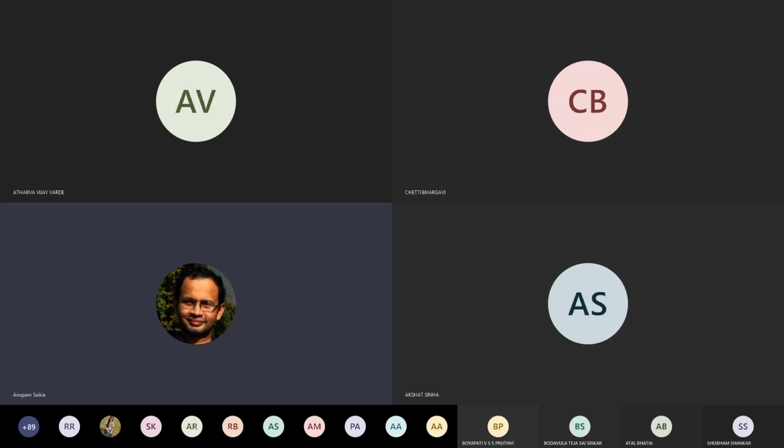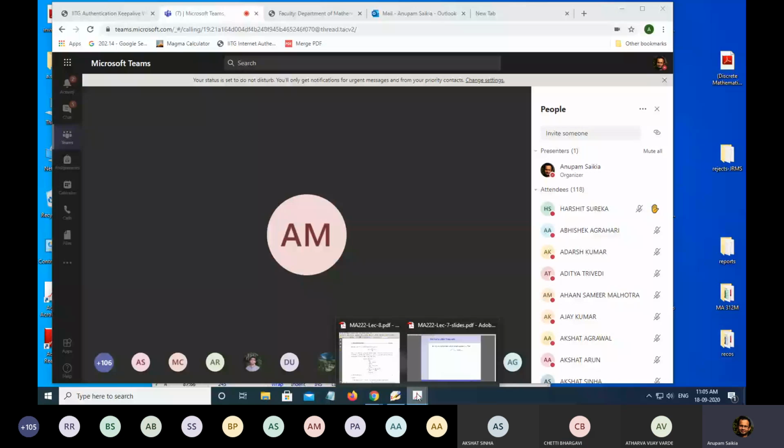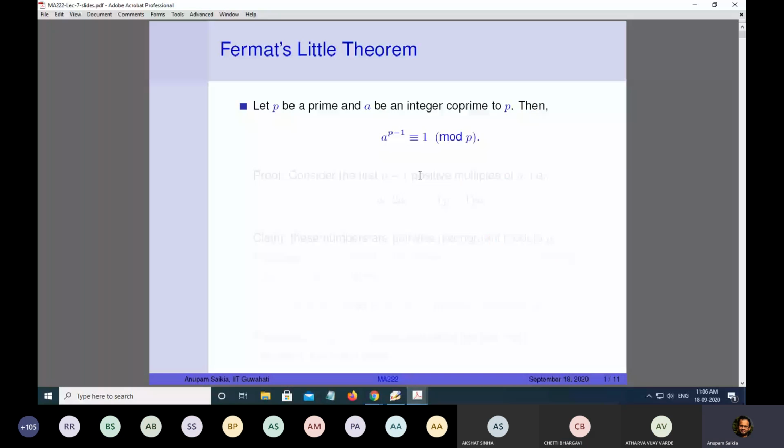Yeah, so today we are going to start with Fermat's little theorem. And why I was saying that there's another big theorem, is Fermat's last theorem, which actually says that a to the power n plus b to the power n equals c to the power n has no solution in non-zero integers for n strictly bigger than 2.